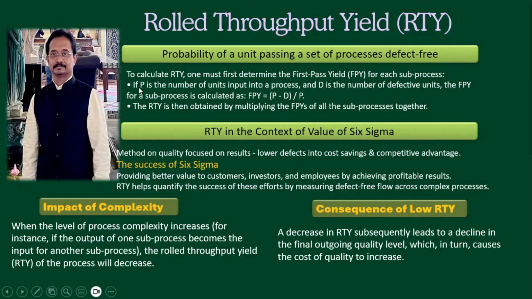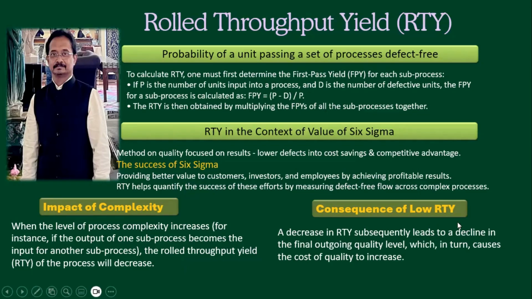And second, here I have given some detail. I'll add it; you can go through and check this. RTY in the context of Six Sigma is a method of quality focused on the results. Low defects will move into cost savings and competitive advantage. Six Sigma is mainly to improve your process. I don't want to touch my claim multiple times. And the impact of complexity: when the level of process complexity increases, what is going to happen? How am I going to make this a simpler process so that my RTY can be improved?